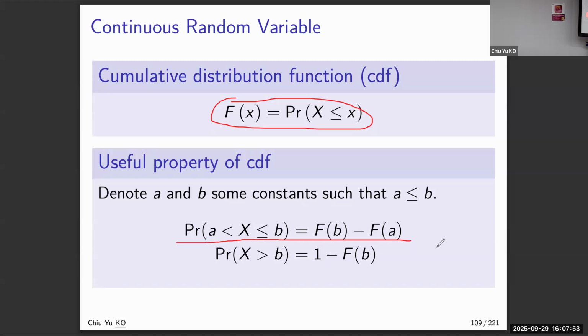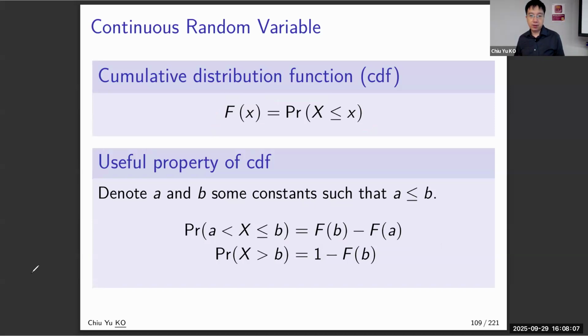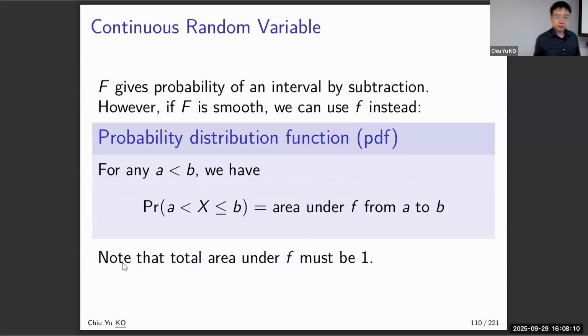Because it's less than or equal to, it's already included in a. And then the probability that x is bigger than b is 1 minus Fb. So we have that already from our discrete. There's nothing new there, right? And the question is, we like the p, it is very intuitive. Then can we have something like p in continuous? Yes, we do. That is called the probability density function.